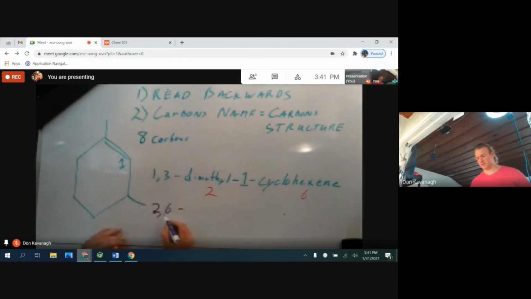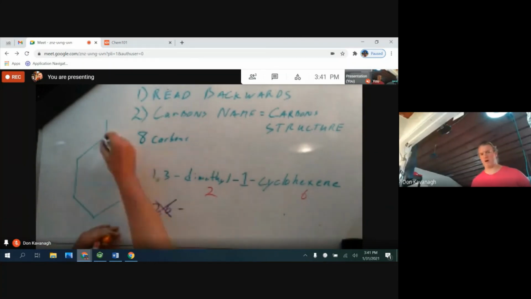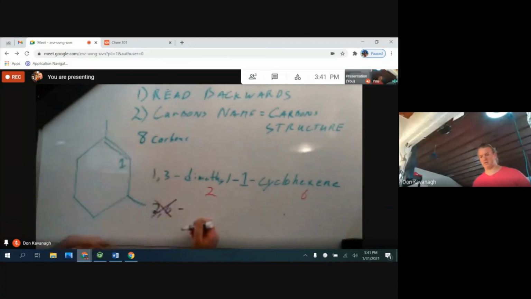Now, what's wrong with this? These numbers are too high. It's just getting a little too complicated. Keep it simple. Keep the numbers low. Okay? If you can count it across the double bond and get a lower position of locants, that is going to be the more correct answer right there.